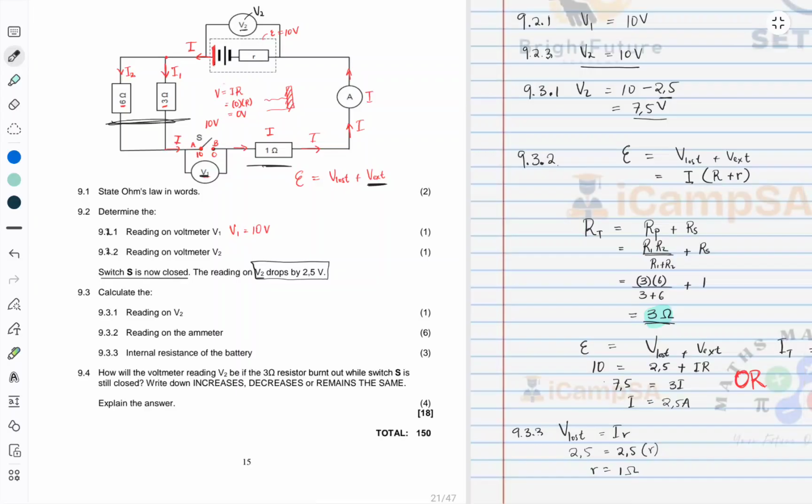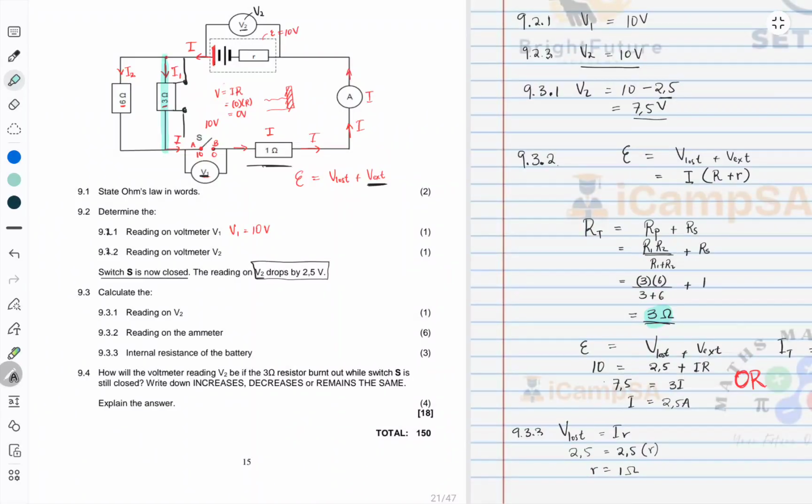Write down increases, decreases, or remains the same. Alright, so let's think about it. If we burn out the 3 ohm resistor, what we've effectively done is create an open circuit here, because current won't be able to pass. It's like we create an open switch where there was the 3 ohm resistor. So current won't be able to pass in that branch anymore. So what that does is it removes that branch entirely.